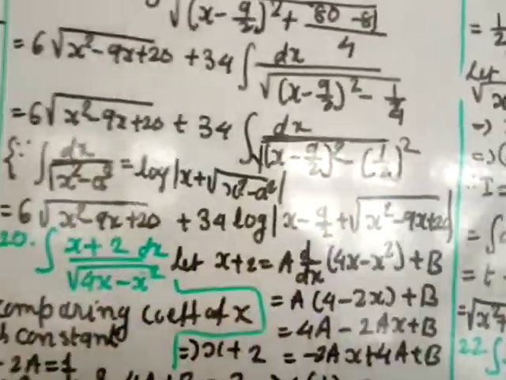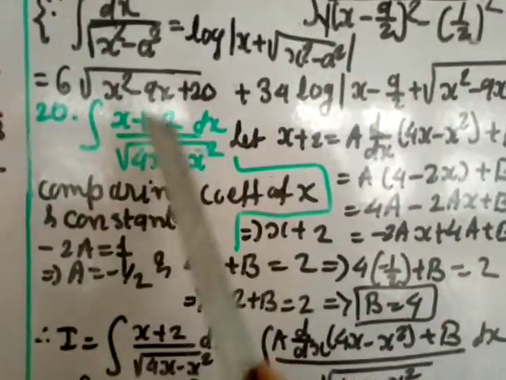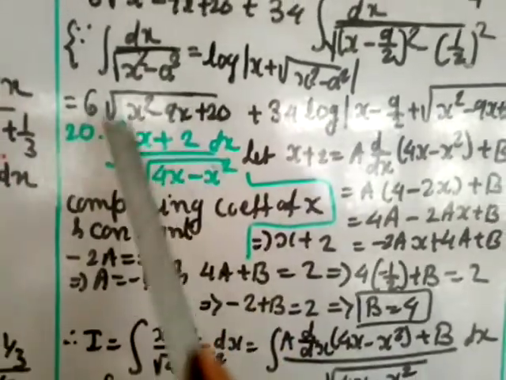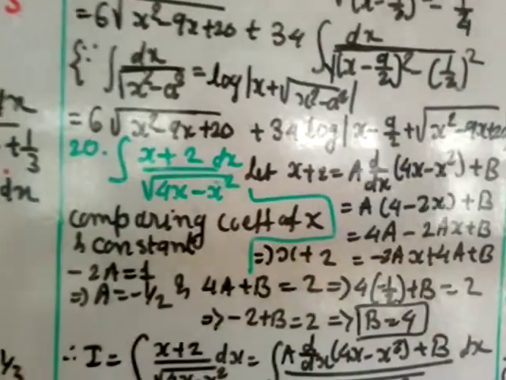Okay, so that is the answer for question number 19. Next is question number 20: integral of (x plus 2) divided by square root of (4x minus x square) dx. Here also the same thing: take the numerator equal to a into the differential of the denominator plus b.